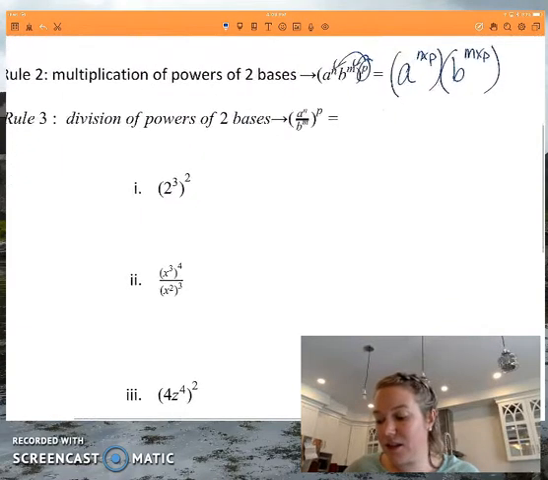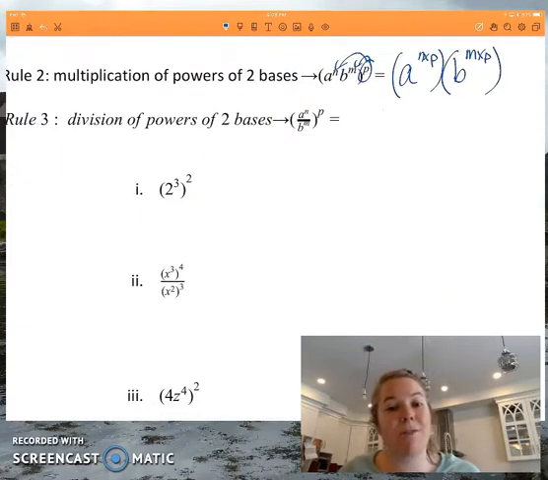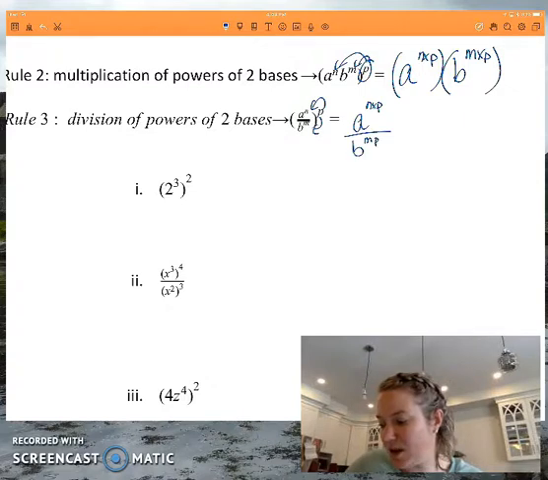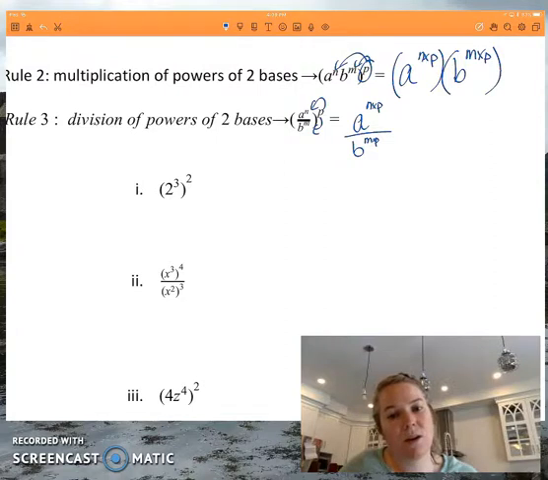And then the other case is if we're actually dividing these bases inside the brackets and then raising them to a power. Hint, hint, just like rational numbers, except that now instead of a whole number, we have a power. And you're going to have to apply it to the numerator and the denominator. You're going to get a to the n times p over b to the m times p. Just like that. All right, let's give it a try.